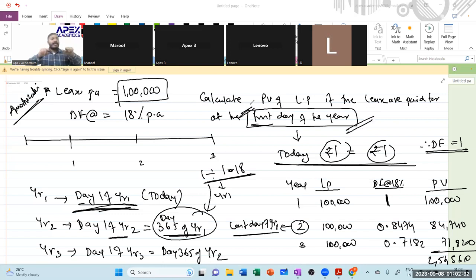Accounting is always performed as per the agreement. If the agreement is such that rent is to be paid on the first day of the year, it is not an advance. But if out of your own free will and some prudency, some relationship with the lessee, you are doing it, then it is an advance. Here it is not an advance. Am I clear about this? Yes or no? Please tell me that.